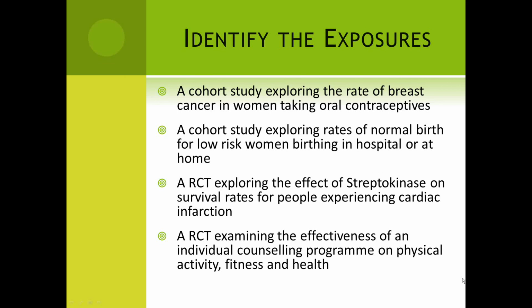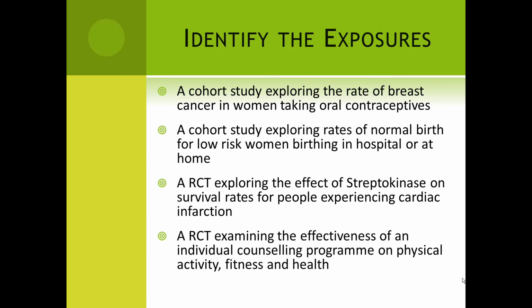So let's have a look at these different examples and see if you can identify the exposures in these cases. So the first study is a cohort. It just means looking at a group, looking at the rate of breast cancer in women taking oral contraceptives and those who aren't. The next one is another study looking at rates of normal birth for low-risk women who are having their babies in hospital or at home.